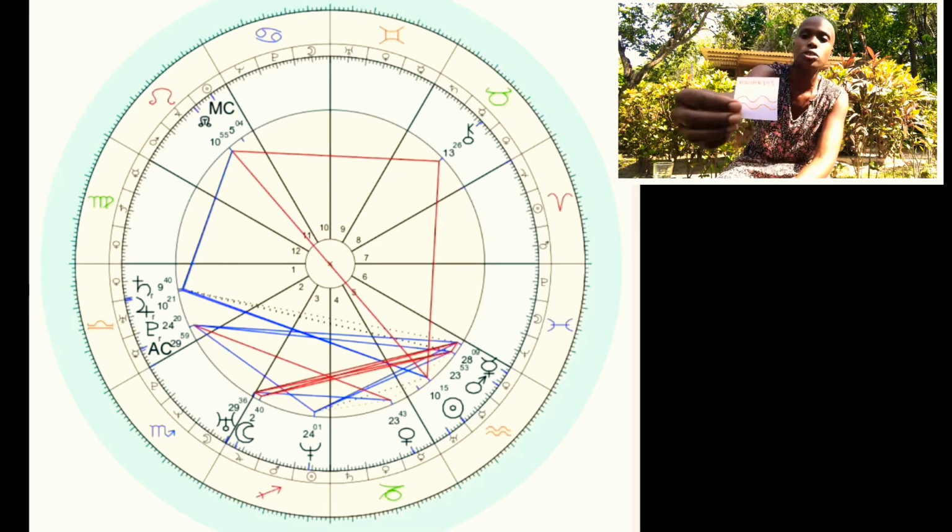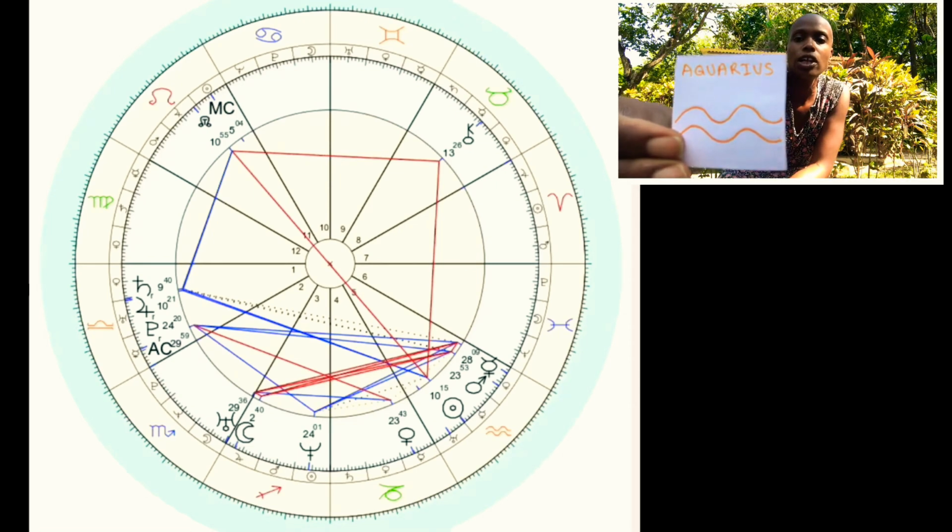Then we have Aquarius, which is an air element. Find it on your chart, label it. If you need to pause this if I'm going too fast, feel free.